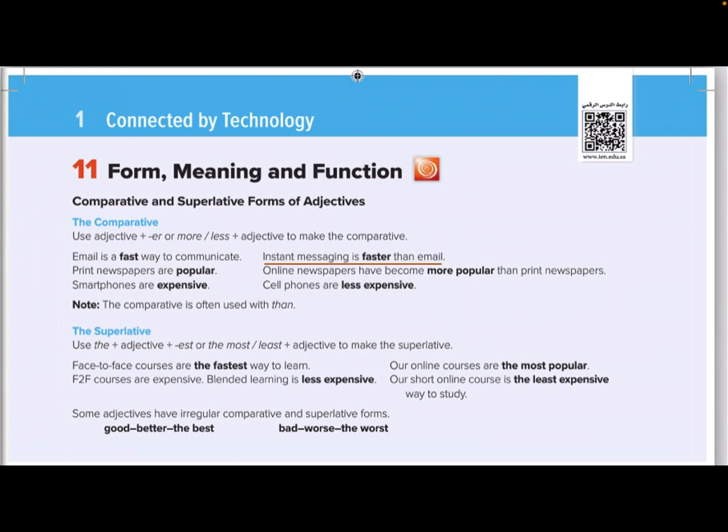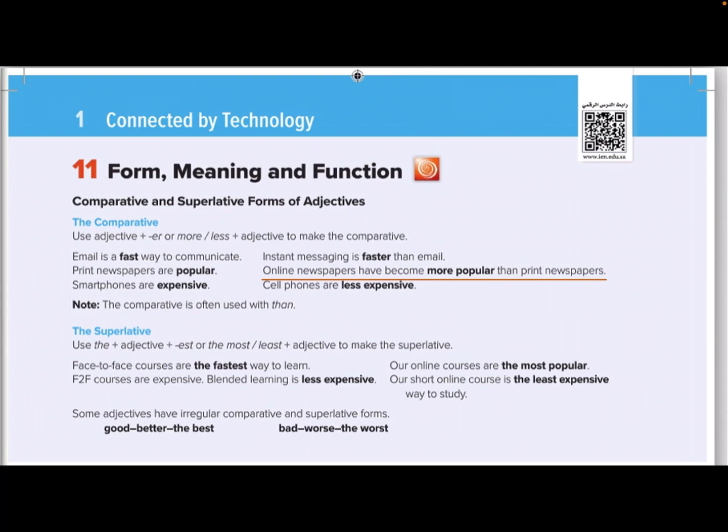لو نلاحظ الصفة fast تعتبر صفة قصيرة وليست طويلة، فبالتالي أضفنا er للصفة فأصبحت faster. Here is another example for long adjective. Print newspapers are popular. الجرائد الورقية هي شائعة. Online newspapers have become more popular than print newspapers. الجرائد الإلكترونية أصبحت أكثر شعبية من الجرائد المطبوعة أو الورقية.